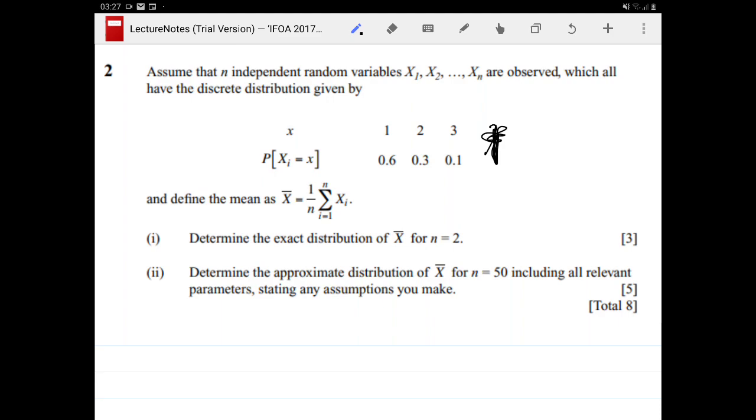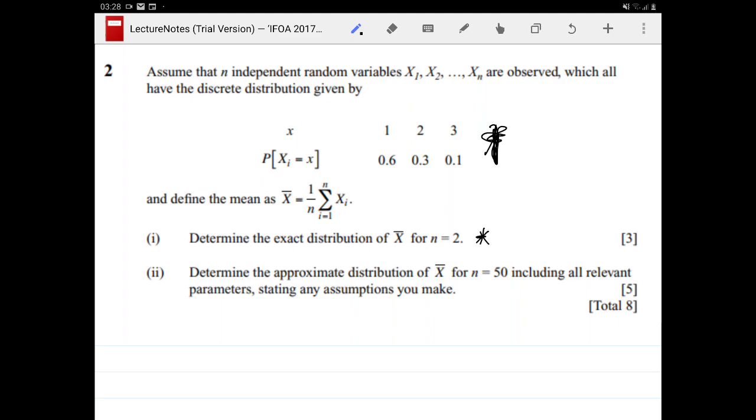Okay, so I'm going to let you do the question, and then you can come back and we'll go through the answers. Okay, so I'm assuming that you paused and you did the question, or you tried to attempt the question. So we're going to go and do question 1.